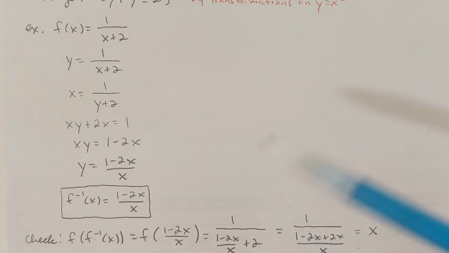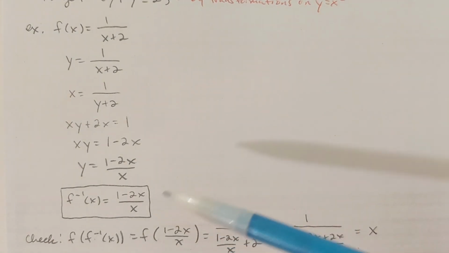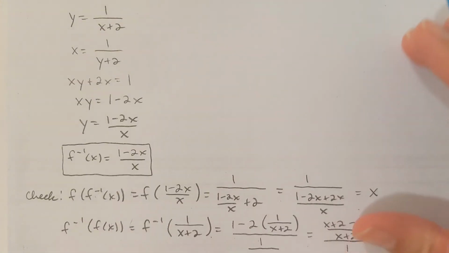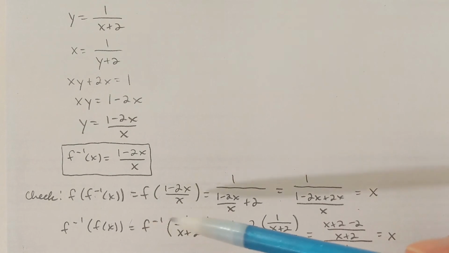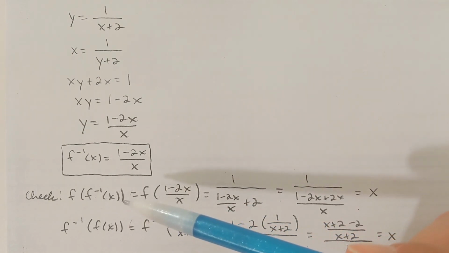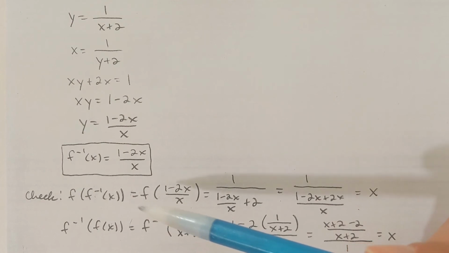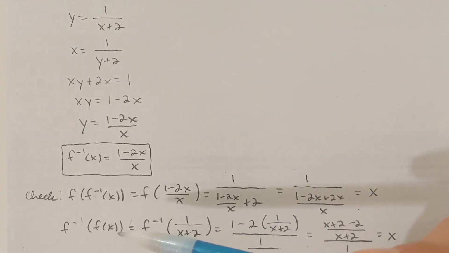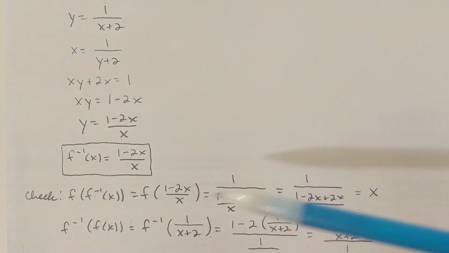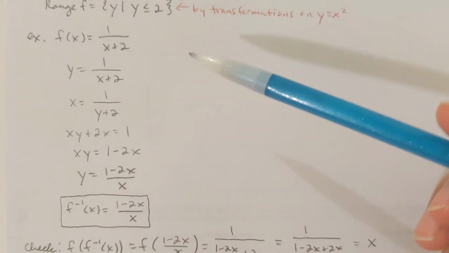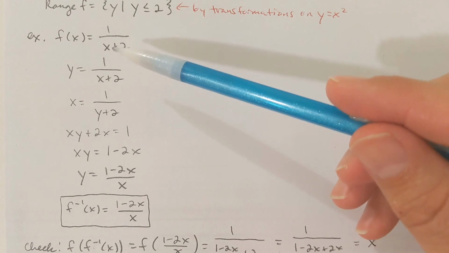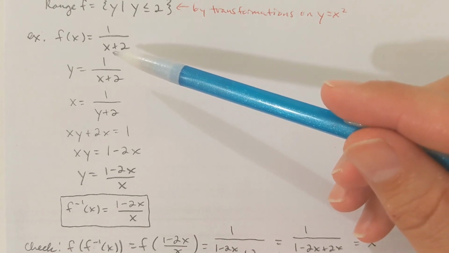The inverse of a function is also a function. Now, how do I know that I'm right? Well, I got to check. Check that f of f inverse of x gives me x, and f inverse of f of x gives me x. Well, here's the check procedure real quick. F of f inverse of x. F inverse is what I've computed here. I got to replace that in for x, wherever you see an x.